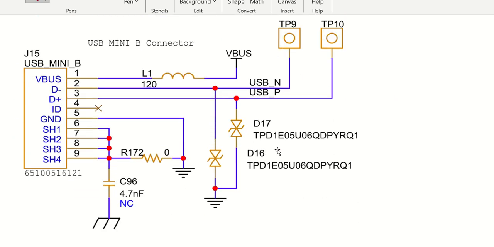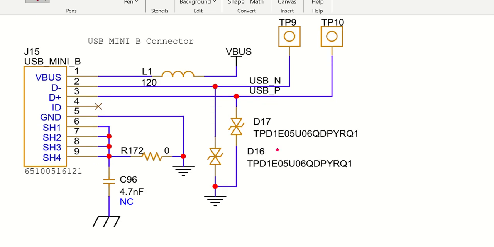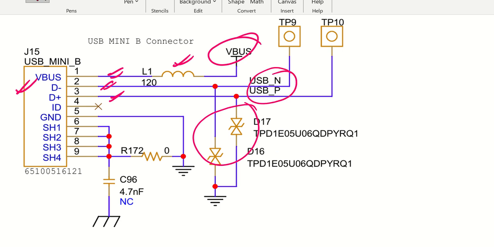Coming back to the next part, what I have done is put in a USB mini B power connector. This can be utilized to power up your board through your laptop. I am just using VBUS with one filtering ferrite bead, and this VBUS will be utilized to power up the system. I have put D plus and D minus as a separate functionality with TVS diodes or ESD diodes, but this USB N and USB P I am not utilizing right now.